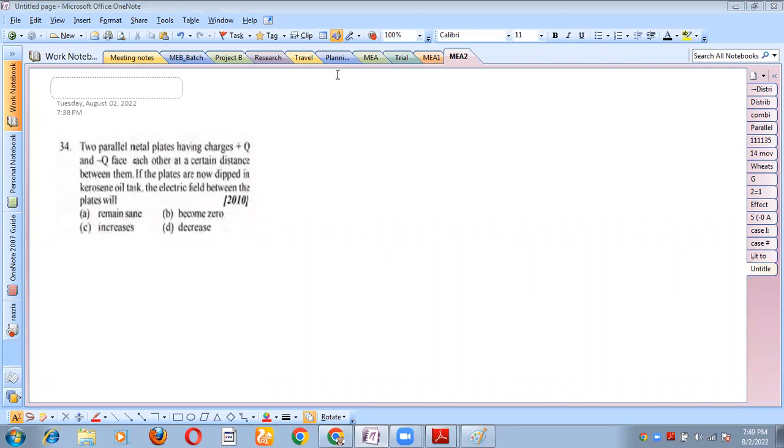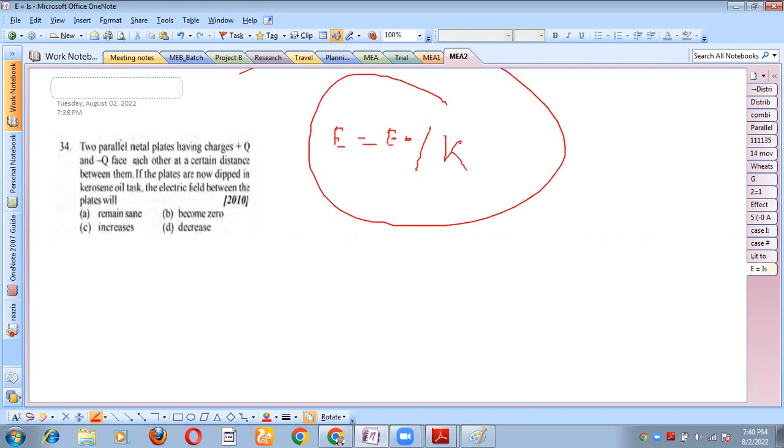Correct. It should decrease, same as with a dielectric. If a dielectric is inserted between the plates, we know that the electric field decreases. So the electric field should be E equal to E naught by K. This is how the electric field is calculated, and it should decrease. Let's do the next one.